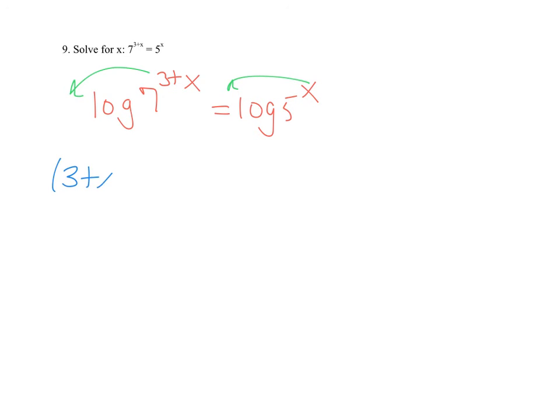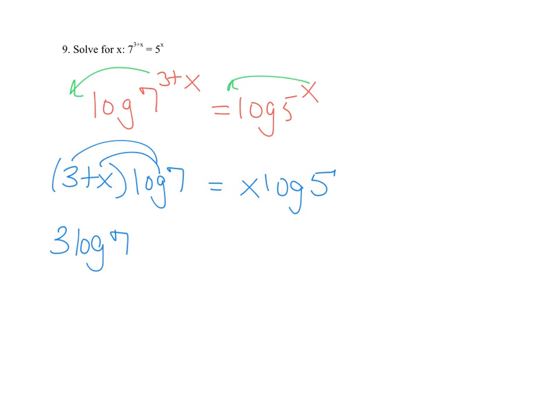Alright, so for this problem, what you're going to do is solve for x, and the way you're going to do it is utilizing logs. Take the log of both sides to bring down the power. This will bring these powers down, leaving you with 3 plus x times log of 7 equals x times log of 5. Now this is very similar to the inverse question that we had because you're going to want to distribute the log, ending up getting 3 log 7 plus x log 7 equals x log 5.